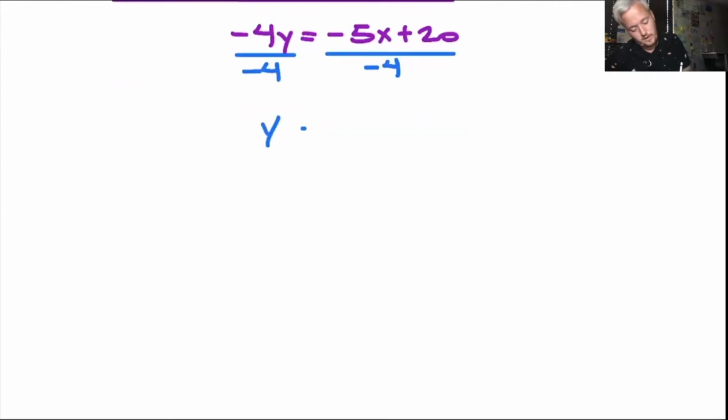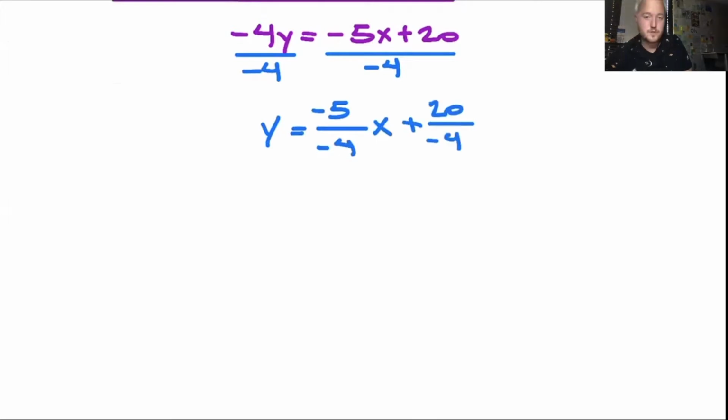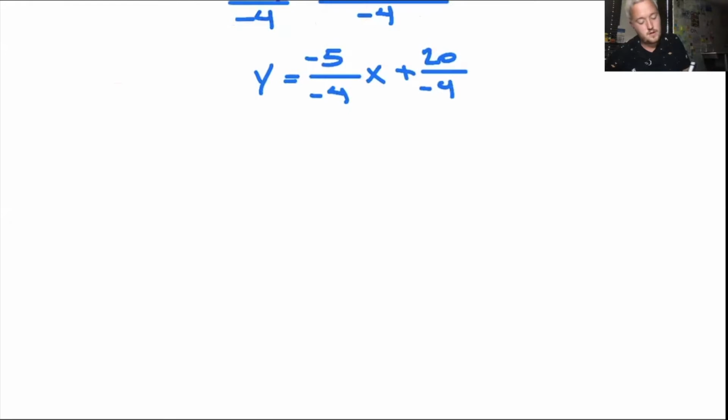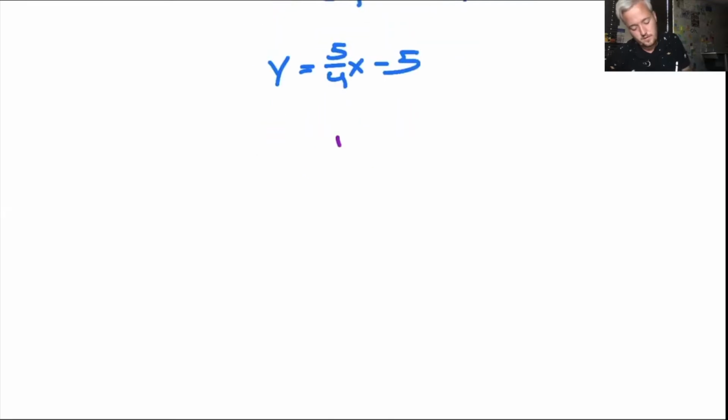So I'm going to have y equals -5 over -4x plus 20 over -4. Now I just want to clean it up and simplify. Two negatives make a positive, so I have 5/4 x. Then positive 20 divided by -4 gives you -5. So in this case, we have a slope of 5/4 and a b value of -5. That means we're going to start at 0, -5.